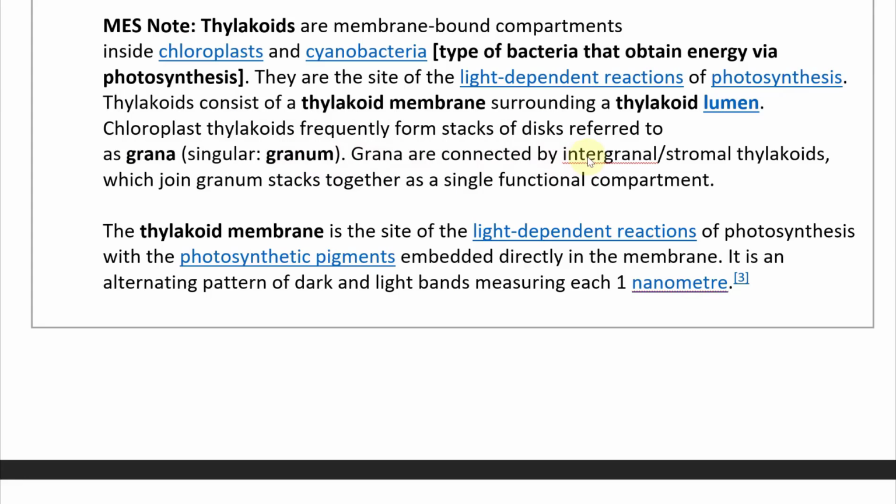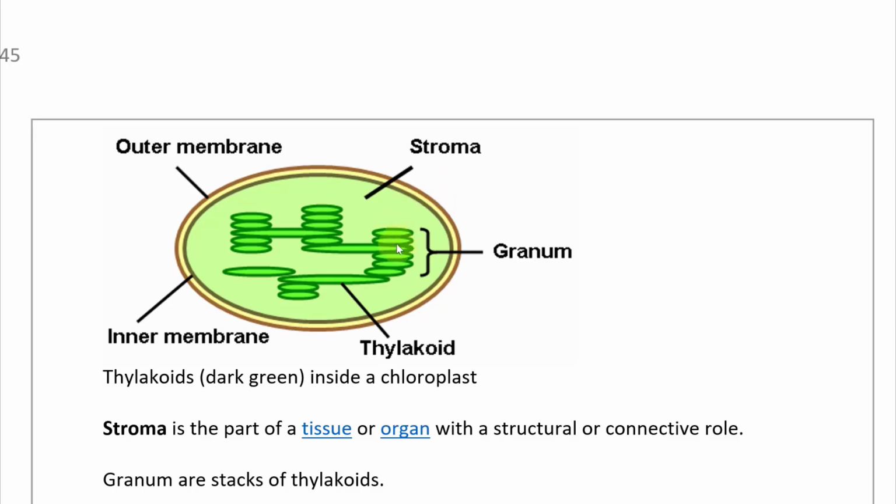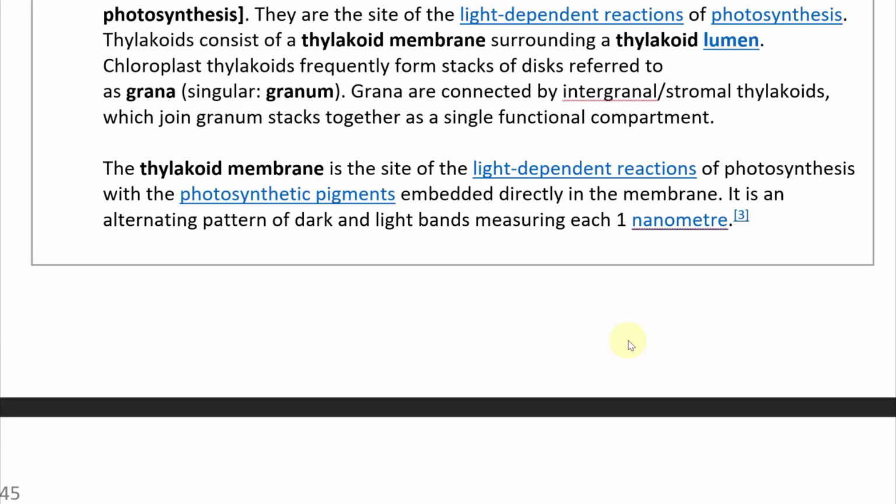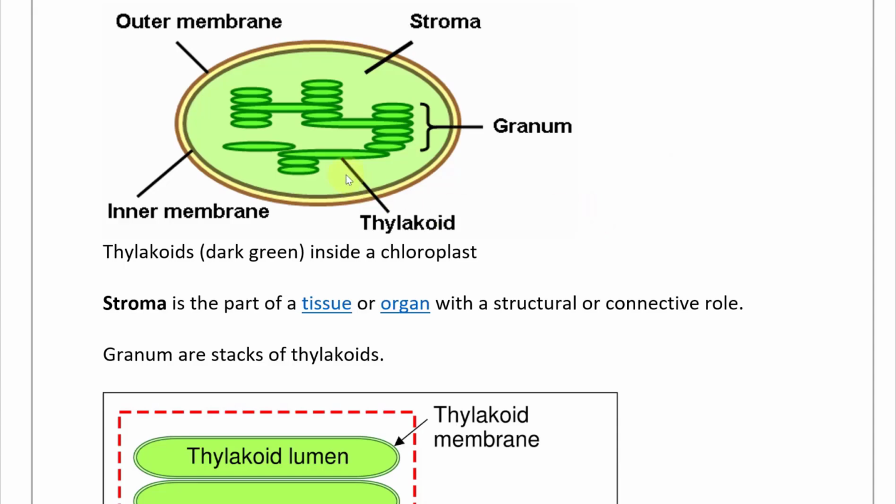And granum are connected by intergranal or stromal thylakoids, which join granum stacks together as a single functional compartment. So you have a bunch of granum stacked together. And this stroma is just the part of a tissue or organ with a structure or connective role. So these are connected by intergranal or stromal thylakoids. So it's all connected by here.